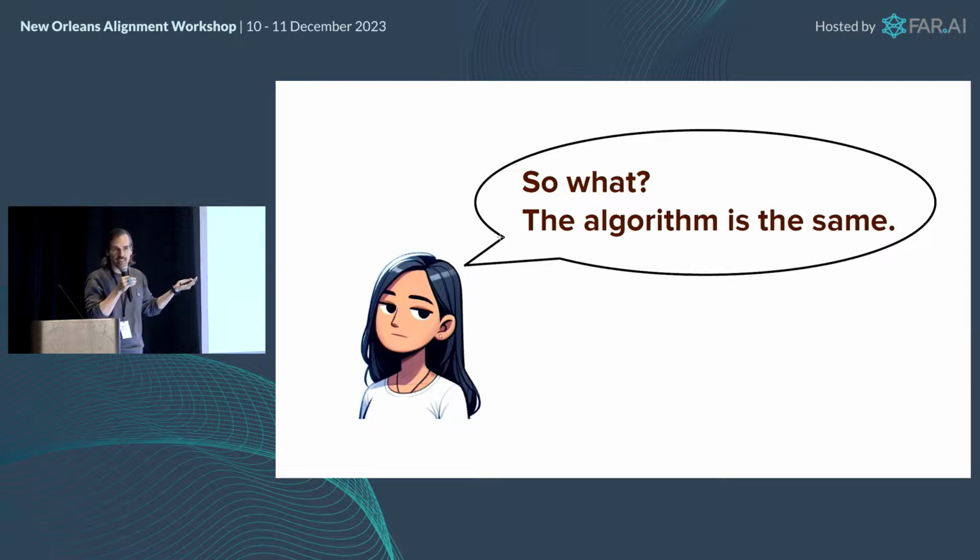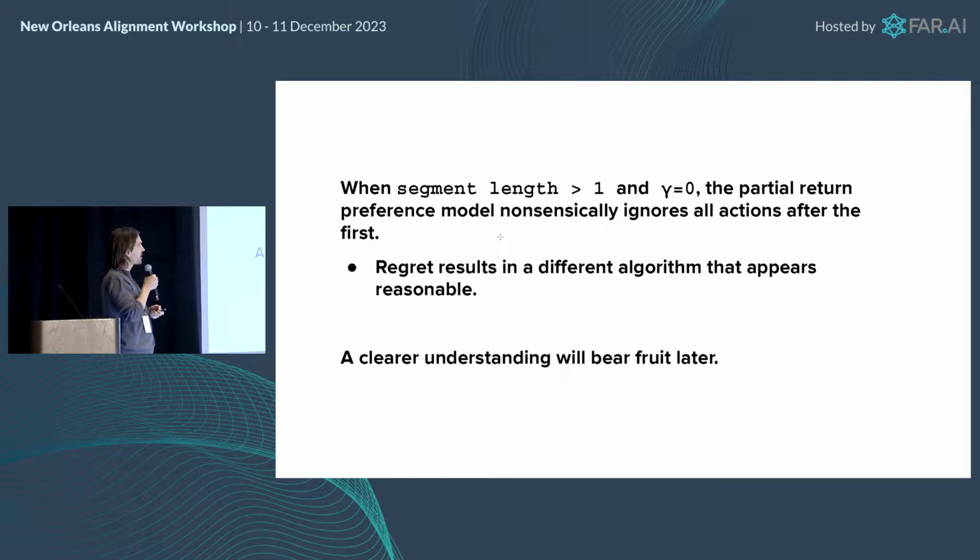So you might say, so what? The algorithm's the same. Why does this matter? Well, if the segment length is larger than 1, if you're evaluating more than one response in a trajectory segment, and you assume this discount factor of 0, then the partial return preference model nonsensically ignores all actions after the first, whereas the regret preference model has a more reasonable algorithm that results. And then also, as a scientific act of faith, I believe that a clearer and simpler understanding of our algorithms will bear fruit later.